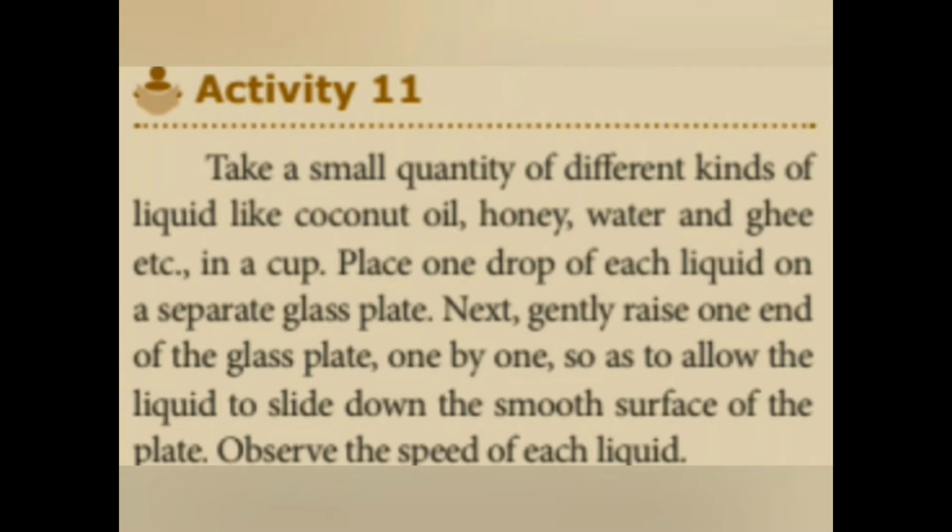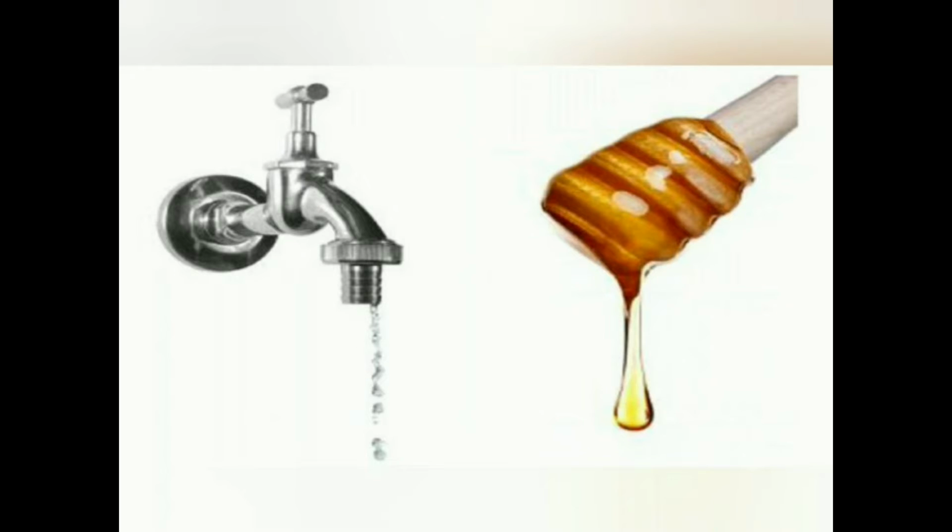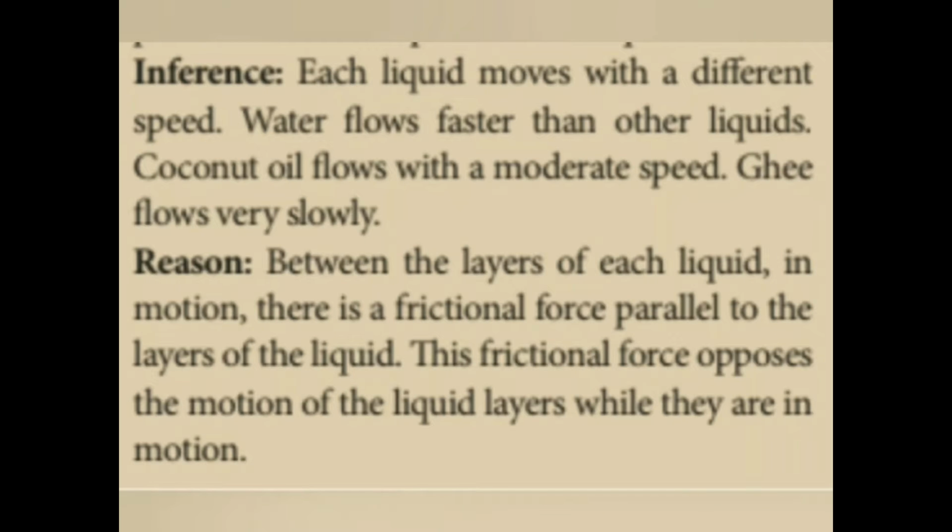Now let us see a small activity. We are going to take a small amount of coconut oil, honey, water and ghee. So we are going to place 1 drop of each on a glass plate. So next நம்ம என்ன பண்ண போறோம், லைட்டா அந்த பிளேட்டை தூக்க போறோம், so that it will flow. And what do we observe? Each liquid moves with a different speed. Water என்ன ஆகும், faster flow ஆயிடும். Coconut oil, it will be a little bit slow, and ghee will be very very slow.